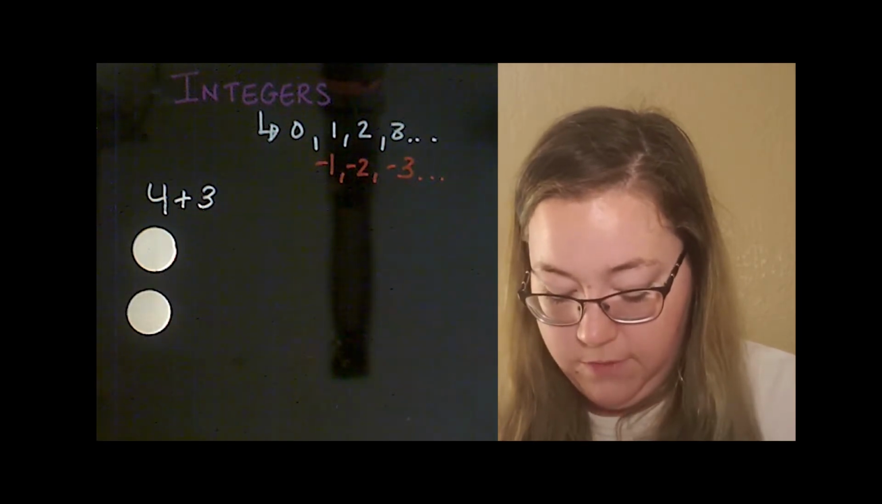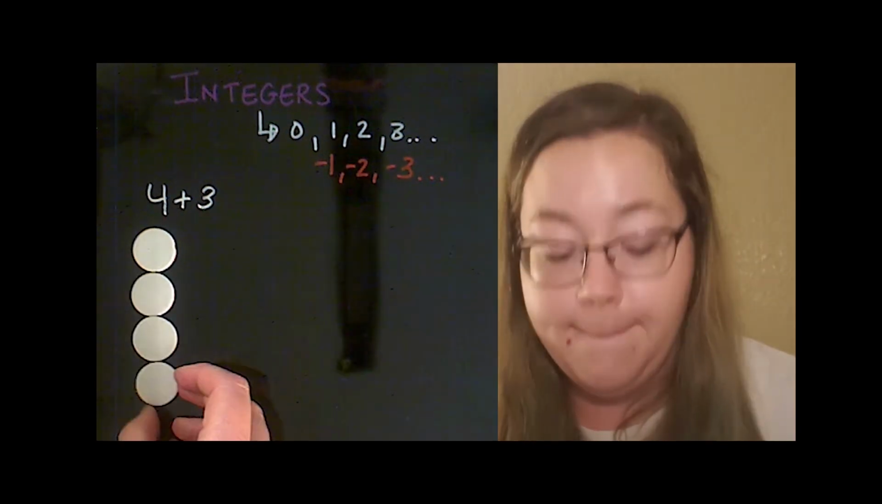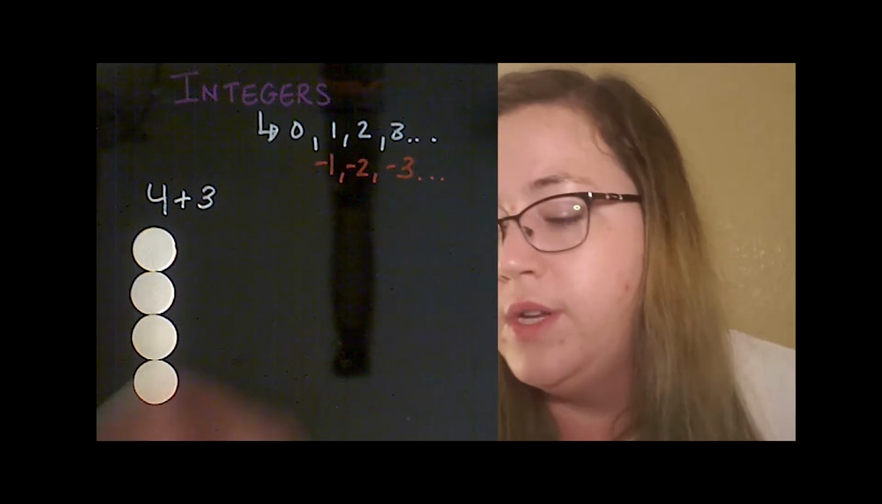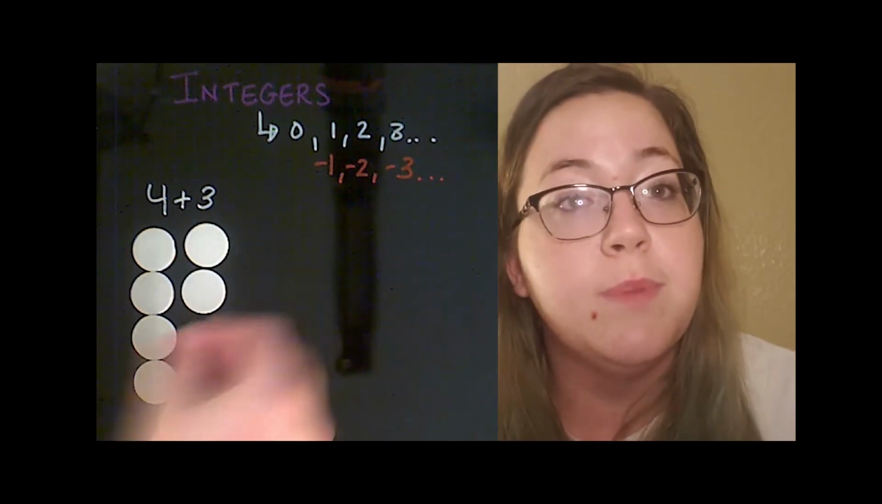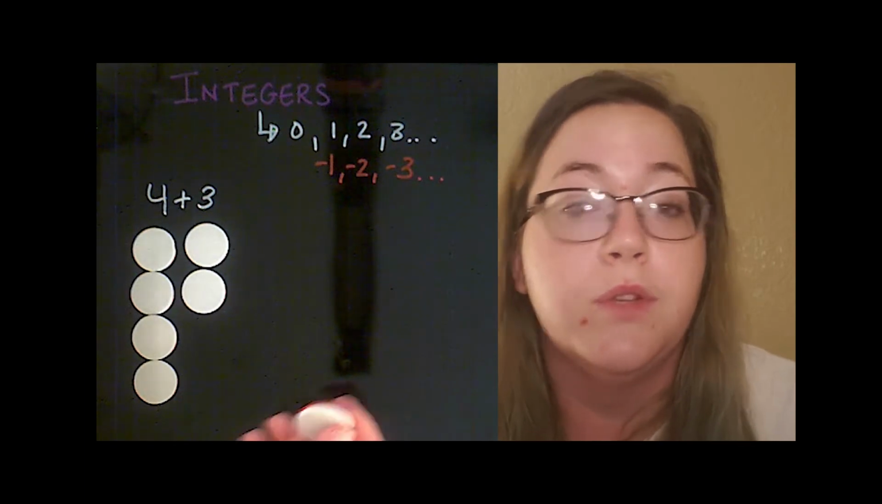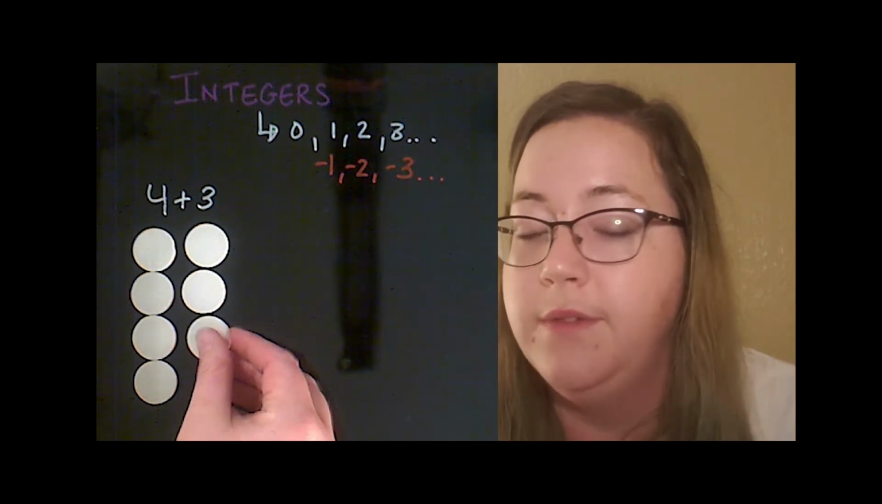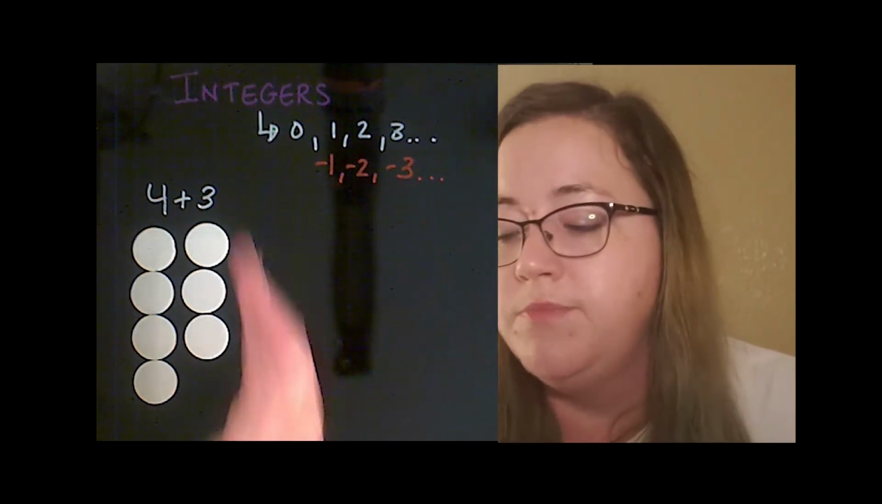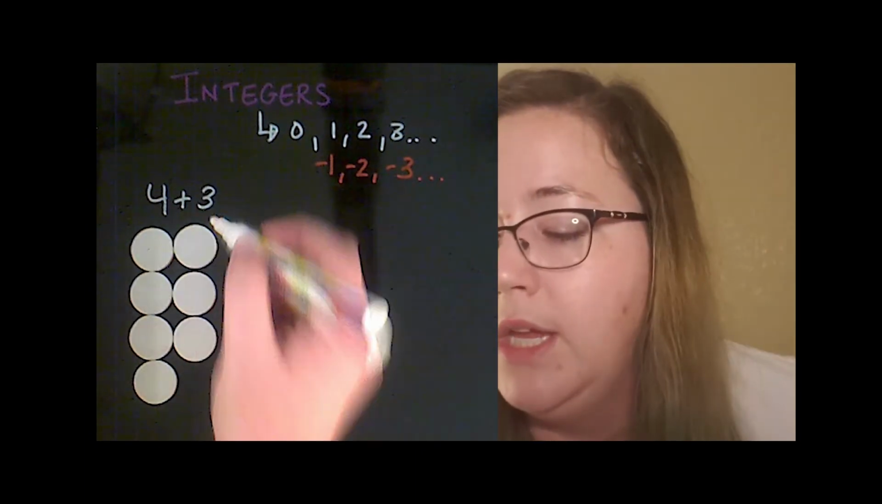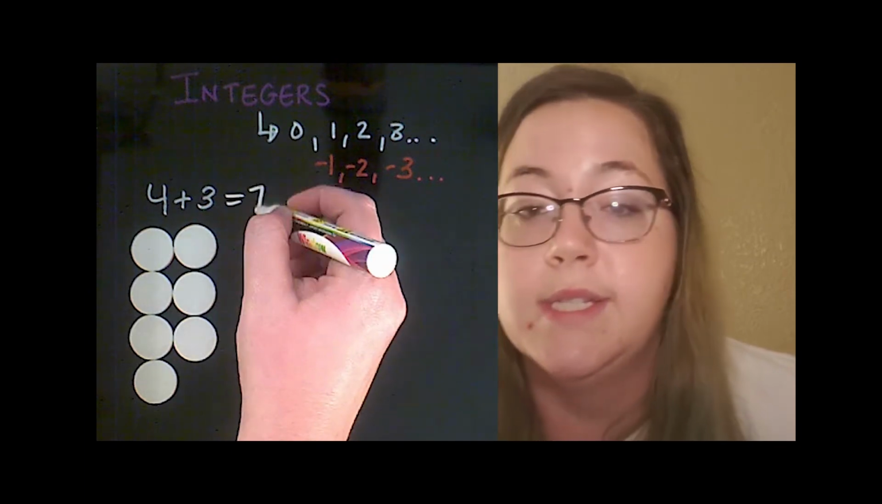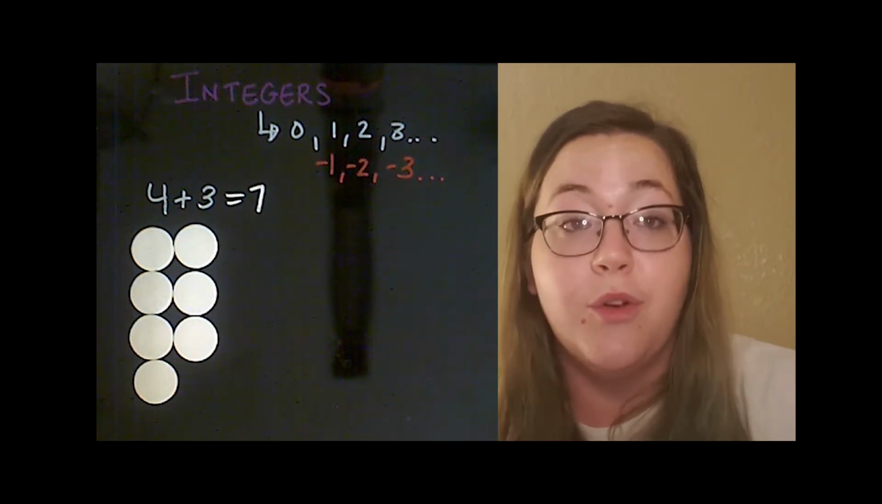So I have +4, so I'm going to get 4 white chips plus 3. Notice how there's no positive sign on these numbers, but we still represent them as positives. So in the math world, if there's no sign, we just assume that they're positive. So if they're the same color, you just combine them together and count them up. 4 plus 3 equals +7. They're all white, so they're all positive.